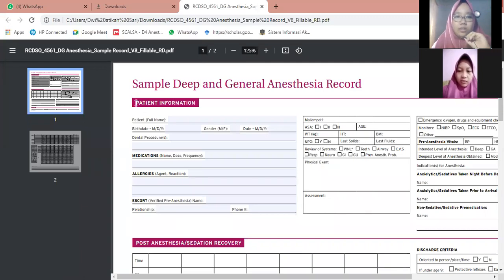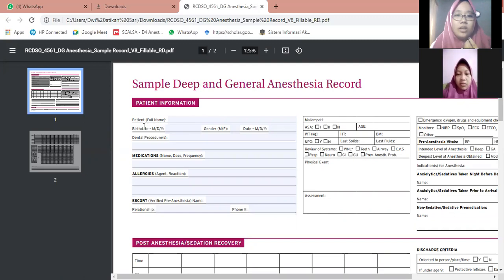We have the space for patient information here. The first we have to fill is the patient's full name. We have to write down the patient's name here carefully because there are a lot of mistakes because of miscommunication, especially in patient's name.